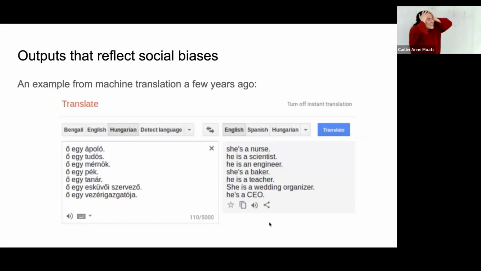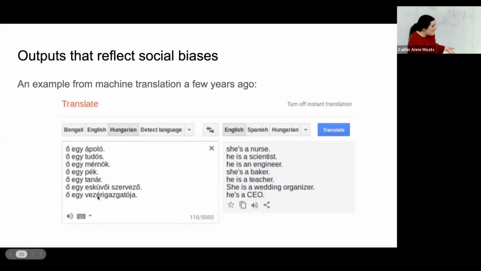And then finally, outputs that reflect social biases, as kind of alluded to before, right? So this is an example. It's not a super current example, but I think it does a really good job of illustrating the problem. This is from a machine translation system a few years back, and there's been more work on this since then. But this was a machine translation system that was trained to go between Hungarian and English. Now in Hungarian, the pronoun that's used is genderless, right? It doesn't specify which gender we're talking about.